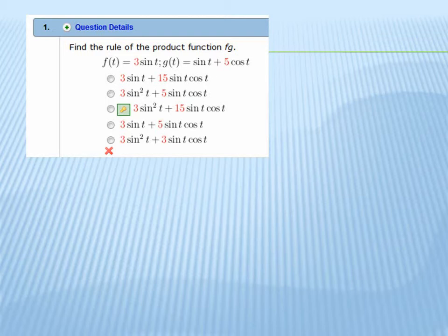Find the rule of the product of the function f times g. They just want you to multiply the two functions. They could have just said multiply the two functions. So it's bizarre that they asked it in this way.